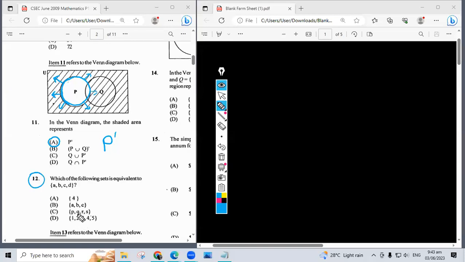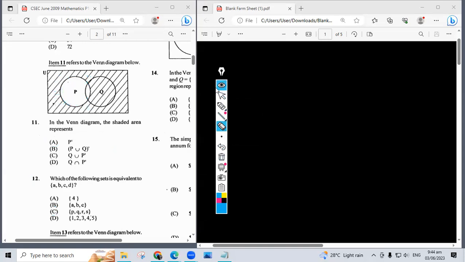Equivalent doesn't mean equal. A lot of people think equivalent and equal are the same thing. No, that's actually not true. Equivalent just means you have the same amount of items. So A, B, C, D, that's 4 items. Which one of these also has 4 items? It doesn't have to be the same exact items, just the same amount. The answer would be C. P, Q, R, S are also 4 items. All right, so I hope you all understand those two. All right, let's move on.